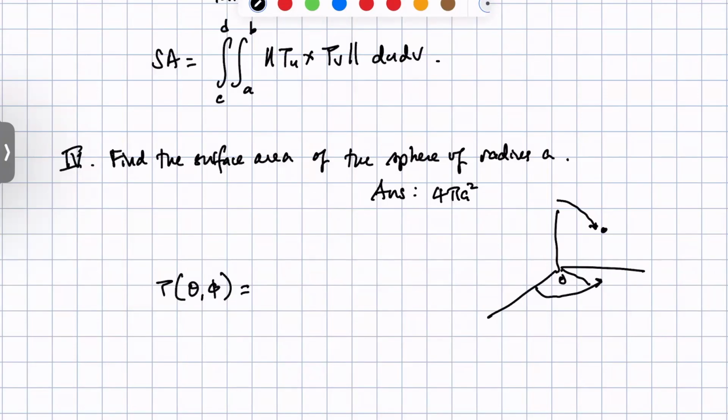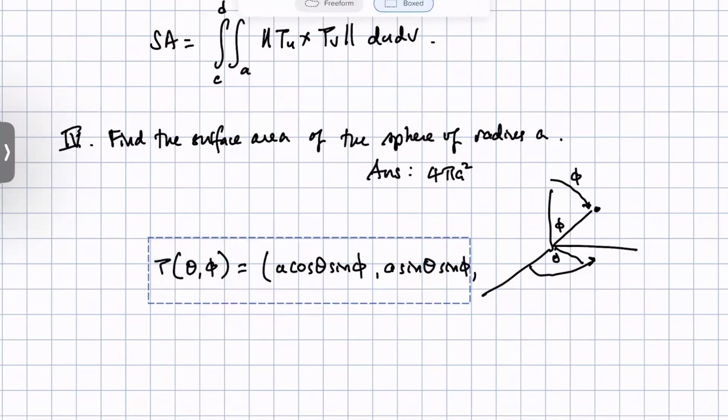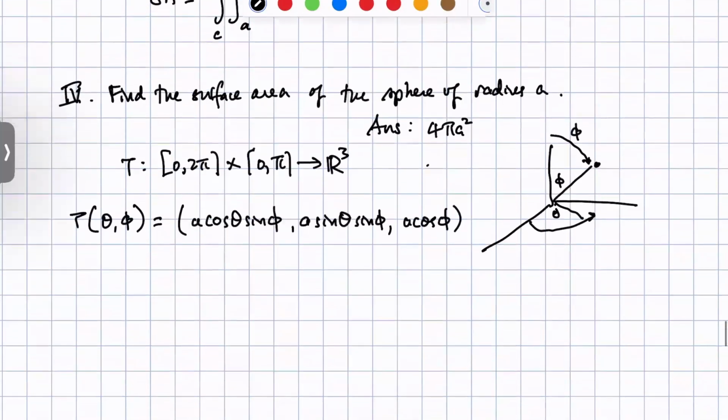And then theta is how much you drop from the North Pole. So theta is this angle right here. Oops, phi. Phi drops. And the parametrization is a cosine theta sine phi, a sine theta sine phi, and then lastly, a cosine phi. And theta goes from 0 to 2 pi, and phi goes from 0 to pi. So that's the parametrization of a sphere.